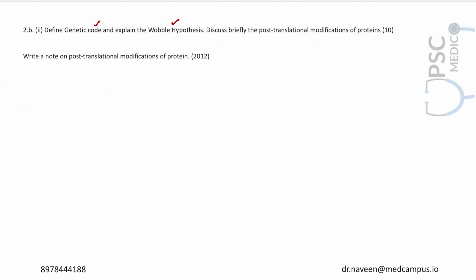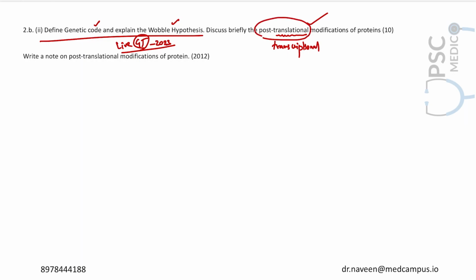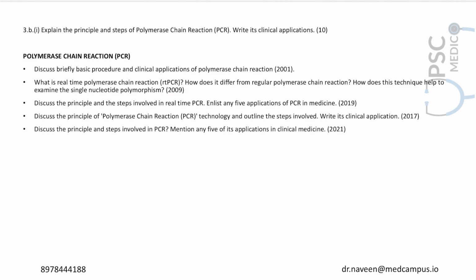Now genetic code and wobble hypothesis, direct copies from the Grand Test paper. If you haven't attempted live Grand Test 2023, the chances are that you might miss this. What is the genetic code and what is wobble hypothesis? And again, post-translational modification of proteins. Most of the students got confused it as post-transcriptional, because that was commonly asked. Please don't get confused. The same post-translational modification of protein is a question from subject-wise test 5. So post-translational modification of protein and the live GT question, that is genetic code and wobble hypothesis. It's a repeat from 2012.